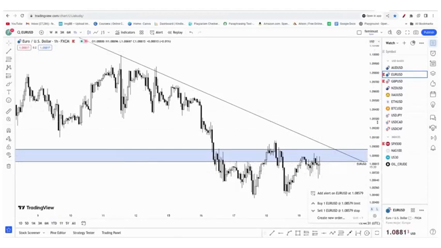This y-axis here, this vertical axis, represents the exchange rate, the price value, as we mentioned in our previous slide. So here you can see that the price here is 1 point.